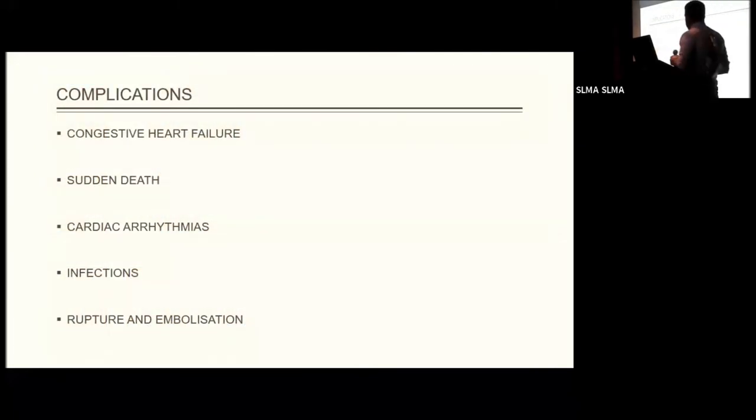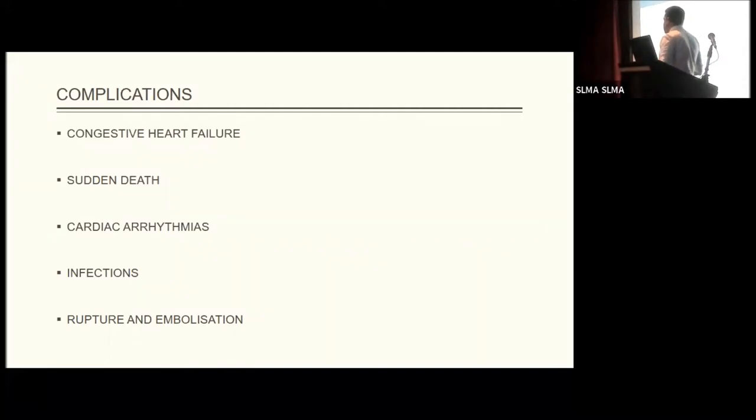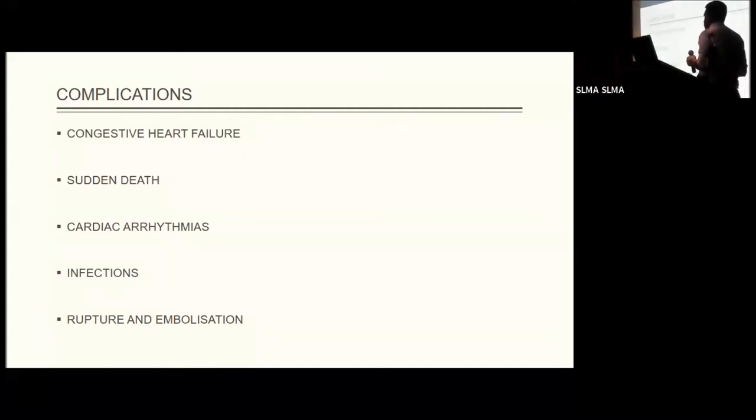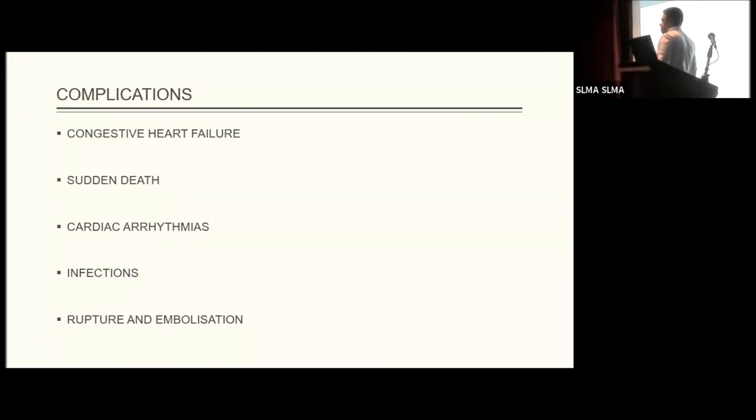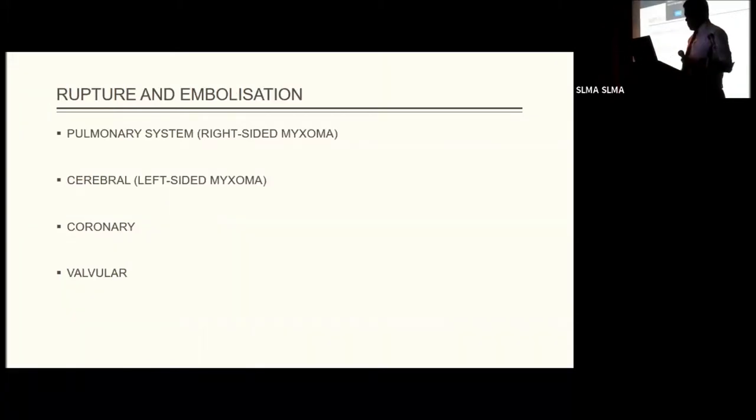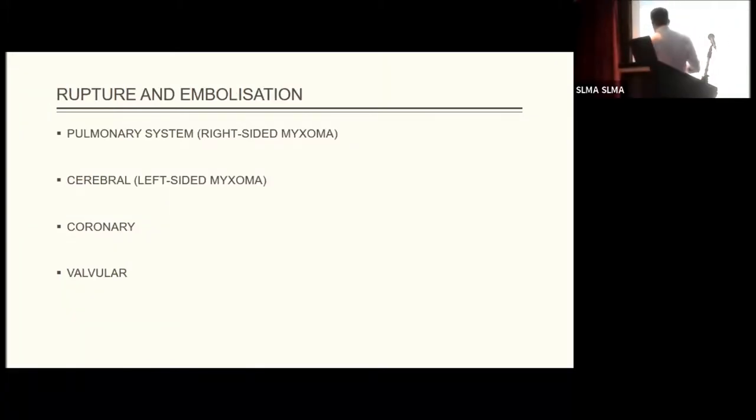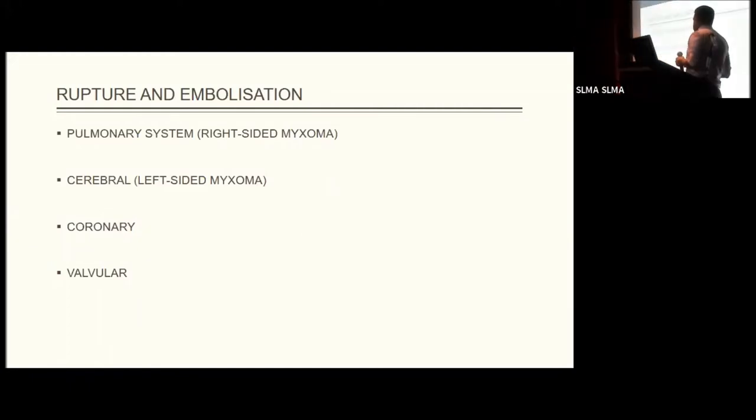The complications might include congestive heart failure, sudden death, pulmonary embolism if it is embolized, or it can cause ventricular tachycardia, cardiac arrhythmias, infections, and rupture and embolization. I thought it was quite fascinating, because the person we are going to talk about has such a presentation on admission. Pulmonary embolism with a right-sided myxoma, cerebral embolism with a left-sided myxoma, are the most common cases. But the small ones can rupture and go through to the pulmonary circulation as well, or occlude the valves as well.